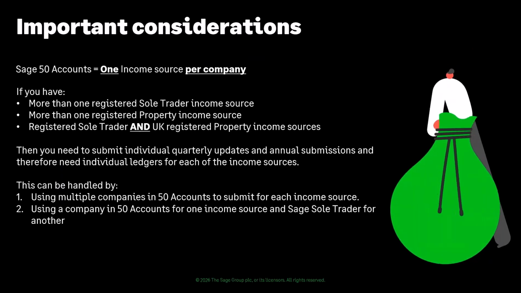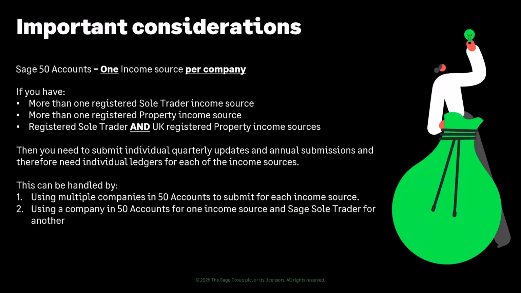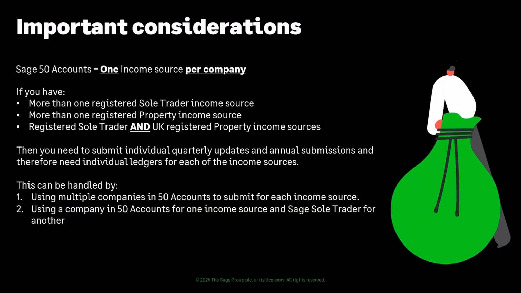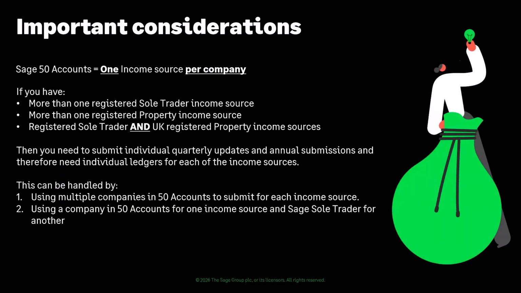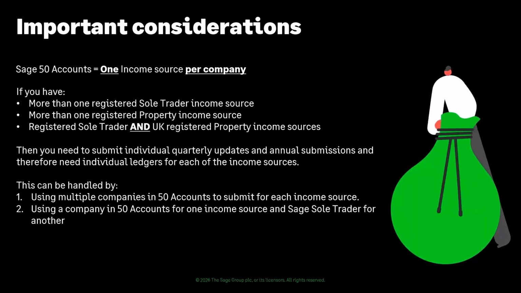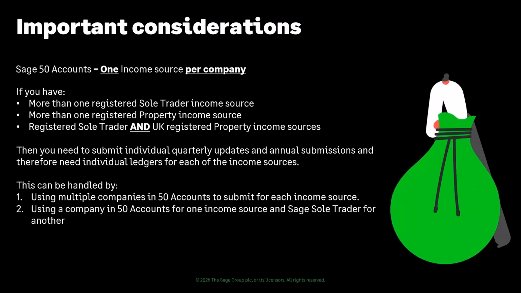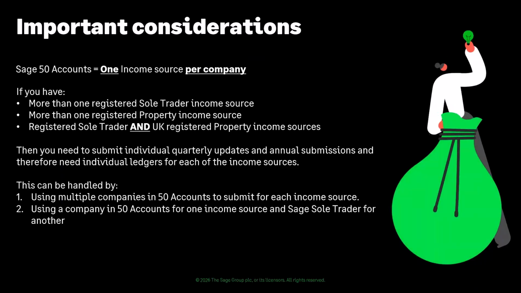So this can be handled by using multiple companies in Sage 50 Accounts to submit for each income source. Alternatively, you could use a company in 50 Accounts for one income source, and then you could use Sage Sole Trader for another.